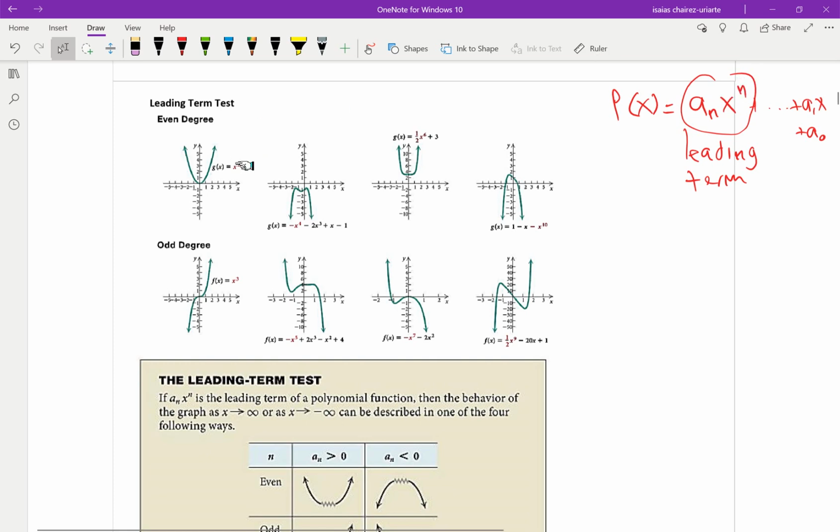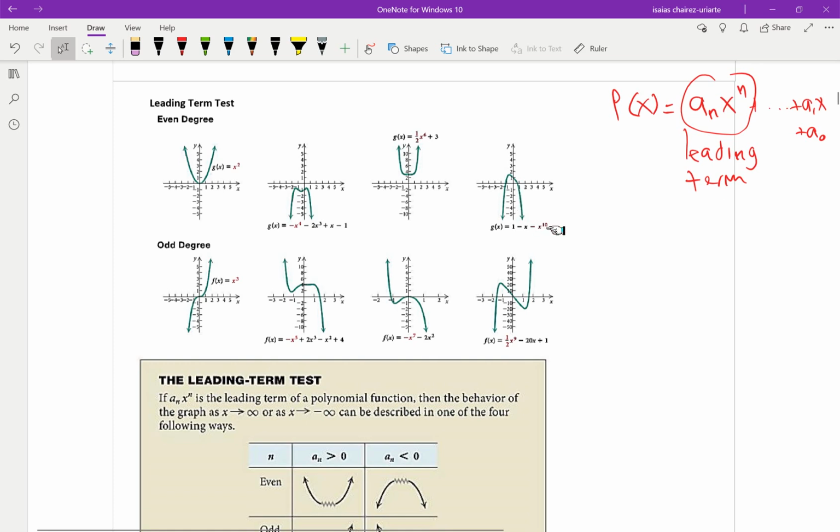So x squared. Here I have negative x to the fourth. That's the leading term, negative x to the fourth, and this looks kind of like an upside down little u. Now I have 1/2 x to the sixth. It still looks like a u, but that opens upward.